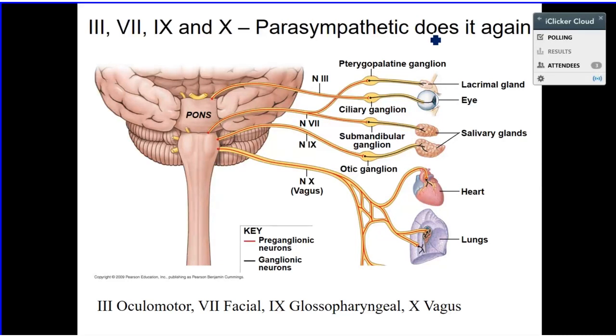These 4 cranial nerves are exiting the brainstem. That's the lower part of the brain. And these 4 cranial nerves are 3, 7, 9, and 10. Now you're going to want to know their names, and I have their names written down here: oculomotor, facial, glossopharyngeal, and vagus. But when you remember them, it's easier to go 3, 7, 9, and 10. Parasympathetic does it again. Just little tricks to help you remember. These are the 4 cranial nerves that are involved with the parasympathetic system.